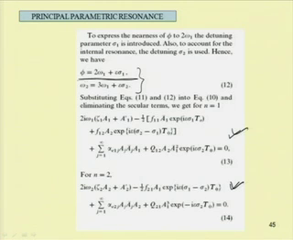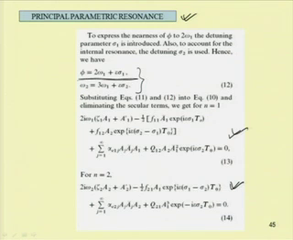As we are considering phi nearly equal to 2 omega 1, this case is referred to as the principal parametric resonance case. So, this is the principal parametric resonance of the first mode. Later, when we study parametrically excited systems in detail, we will see how the parametrically excited system behaves.